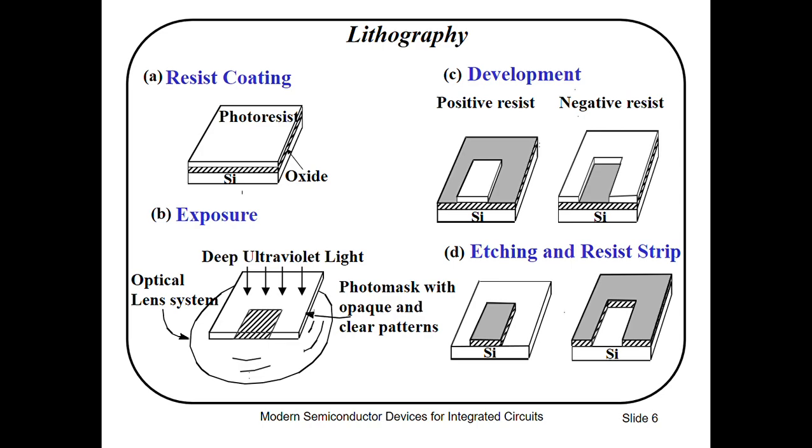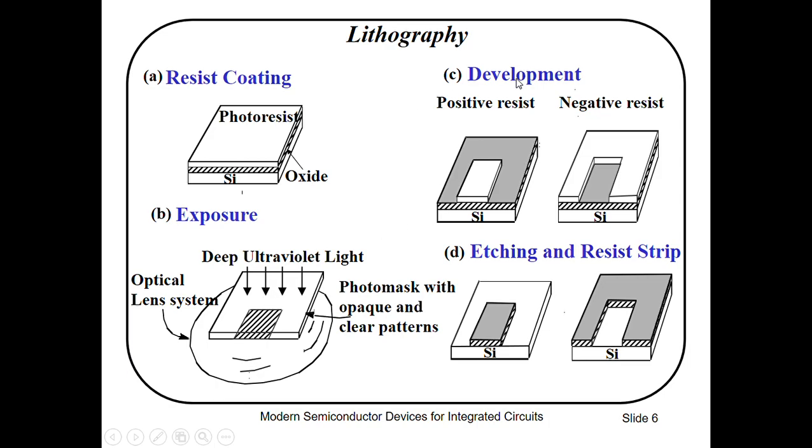Basically in this slide we will discuss major steps in the lithography process. First, A, application of resist coating. B, resist exposure through a mask and an optical reduction system. Here you can see this whole process.